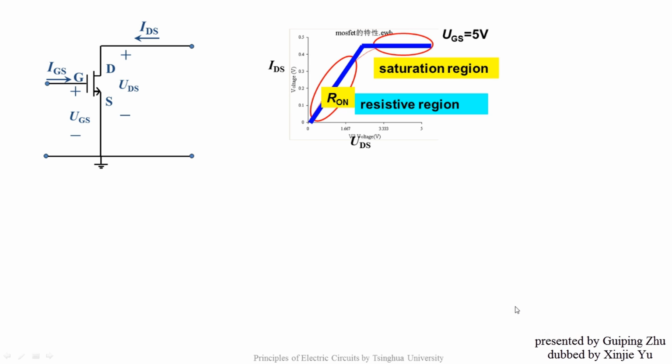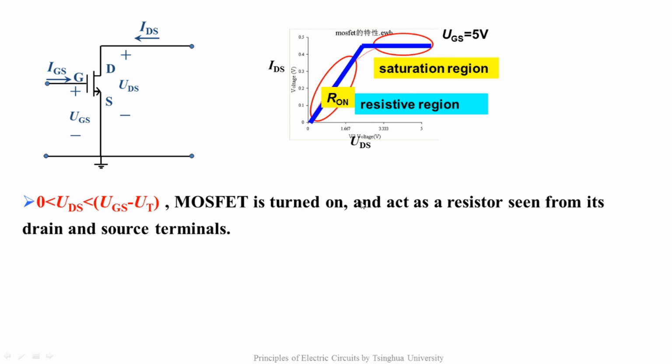Well, let's continue to discuss the output characteristic of the MOSFET. Reviewing the two animations of the operation of the MOSFET and the transfer characteristic of the MOSFET in the previous part, we can get the operation conditions of the MOSFET in these two regions. When UDS is larger than 0 and less than UGS minus UT, the MOSFET is turned on and acts as a resistor, seen from its drain and source terminals.